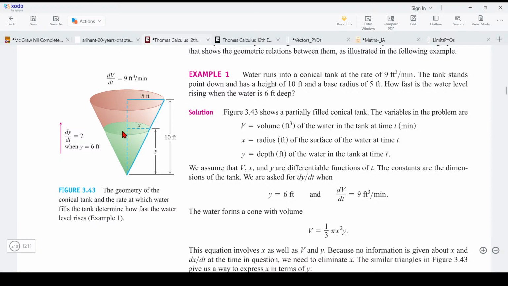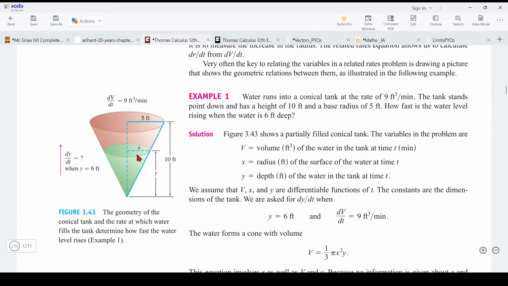Now, let's take a specific instant. Let's say this is the green cone. What is the radius of this green cone? It is x. What is the height of this cone? y. So 1/3 pi x square y is the volume of this green cone. When the cone radius is x and the height is y, 1/3 pi r square h is this one. Now with time, this y will change and this x will also change.